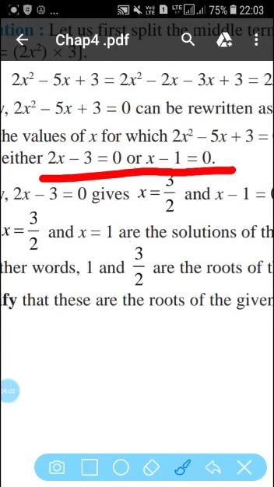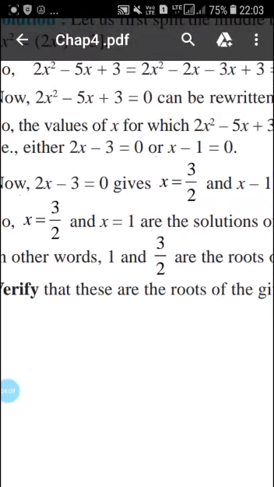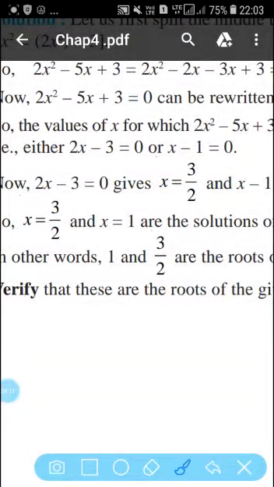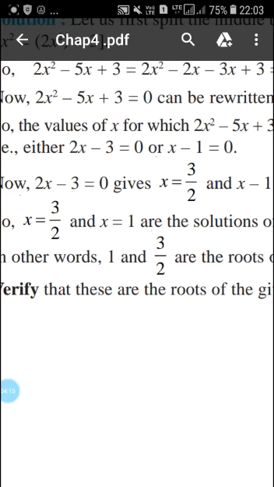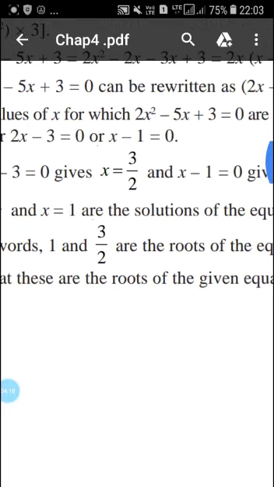So first you calculate 2x minus 3 is equal to 0. So 2x minus 3 is equal to 0 means x is equal to 3 by 2, and in the second case x minus 1 is equal to 0 gives x is equal to 1.